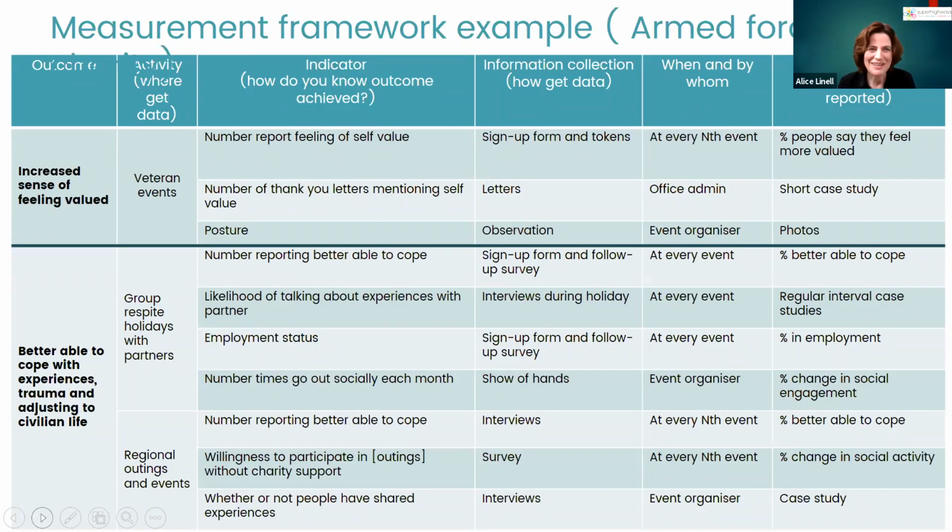And then the last one, this bit of specify, is coming back to the measurement framework. Do you remember we had the first three columns filled in at an earlier stage: what the outcome is, what the activities are that help us get to that outcome, what the indicators are, how we know that we're getting there? And now at this stage, we're beginning to fill in, well, how do we get the data? Where's the information coming from? So you can see from here, they've just gone down and specified what it's coming from. Some things are coming from a sign-up form, some things are coming from letters. The posture example is coming from observation.